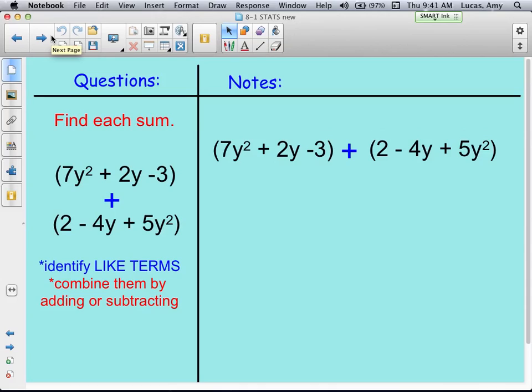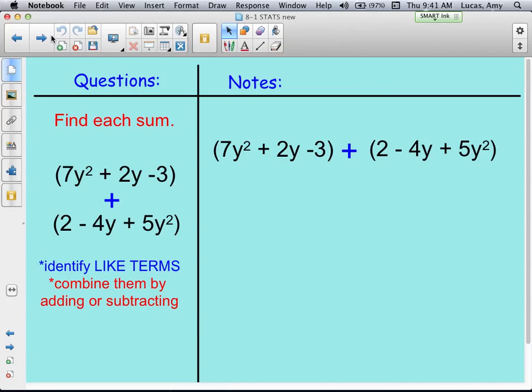7y squared plus 2y minus 3 plus 2 minus 4y plus 5y squared. Notice in blue it says identify like terms, and then in red it says combine them by adding or subtracting. When you're working with polynomials, you can only add or subtract terms that are like terms.